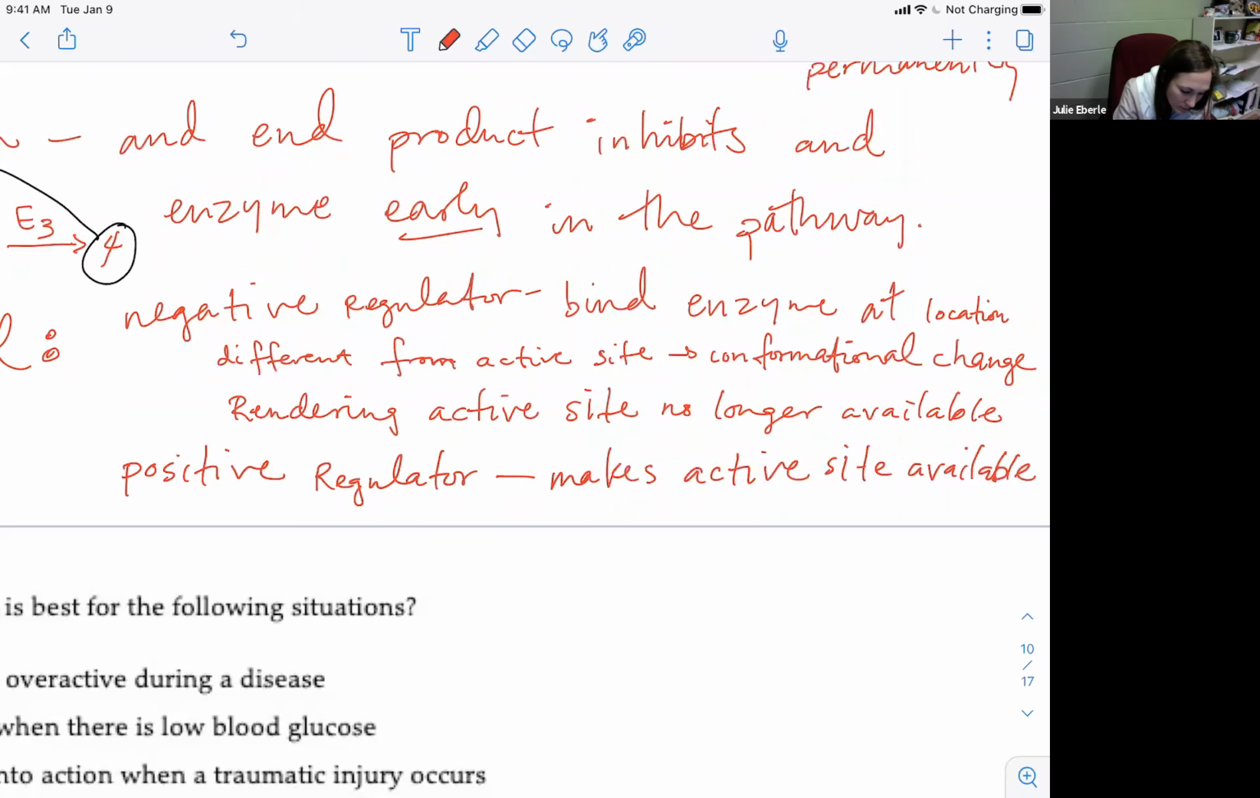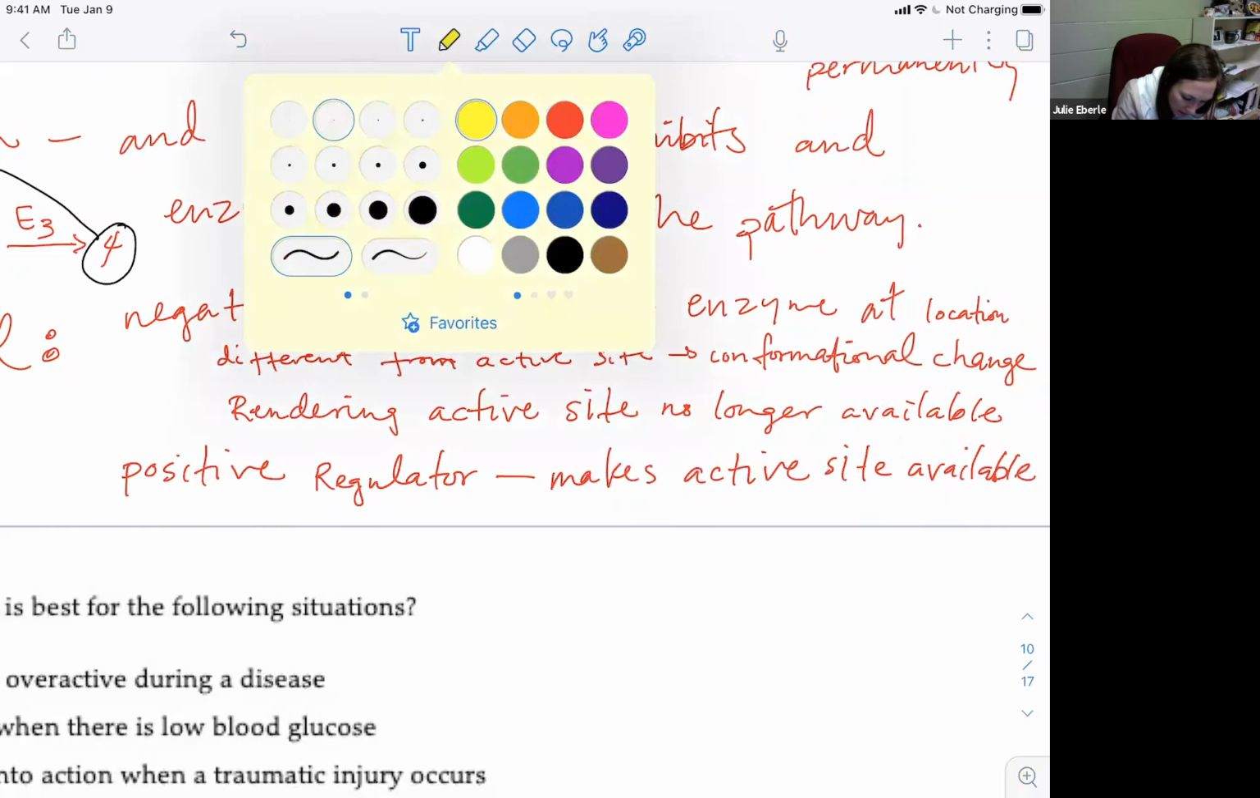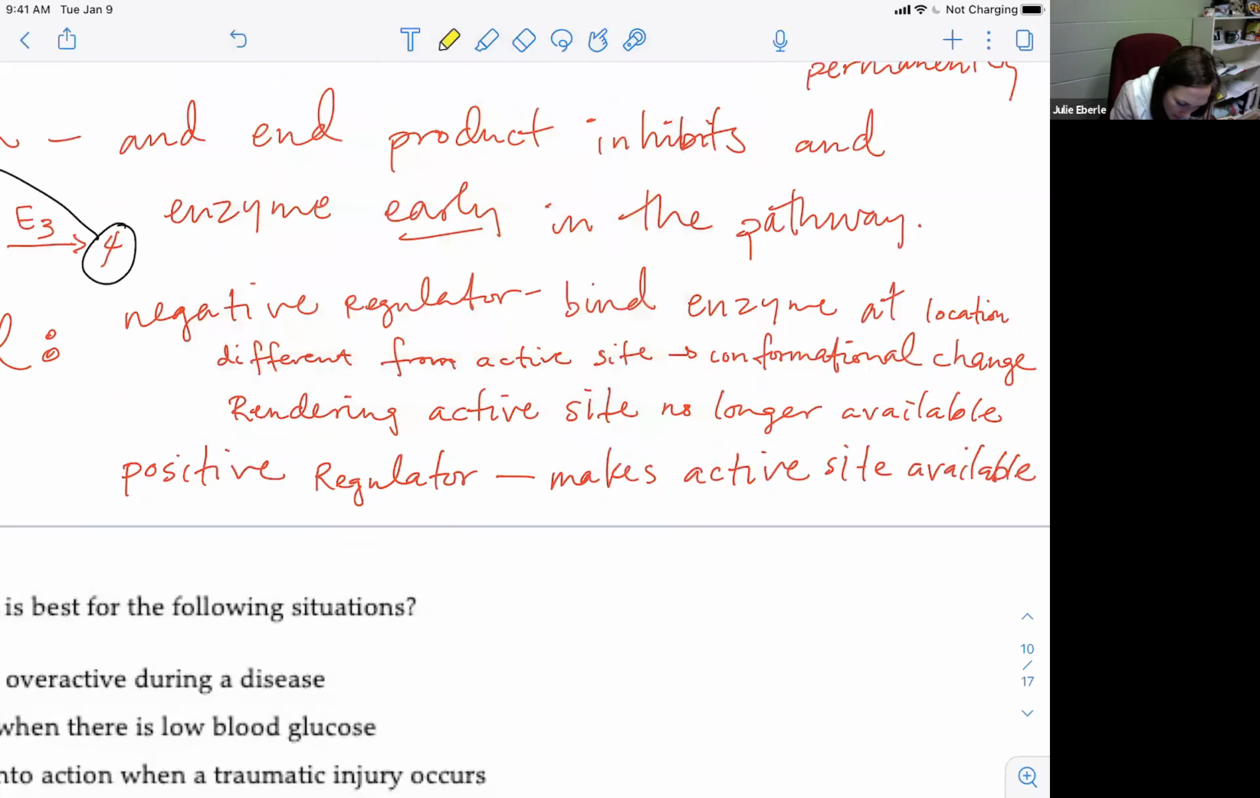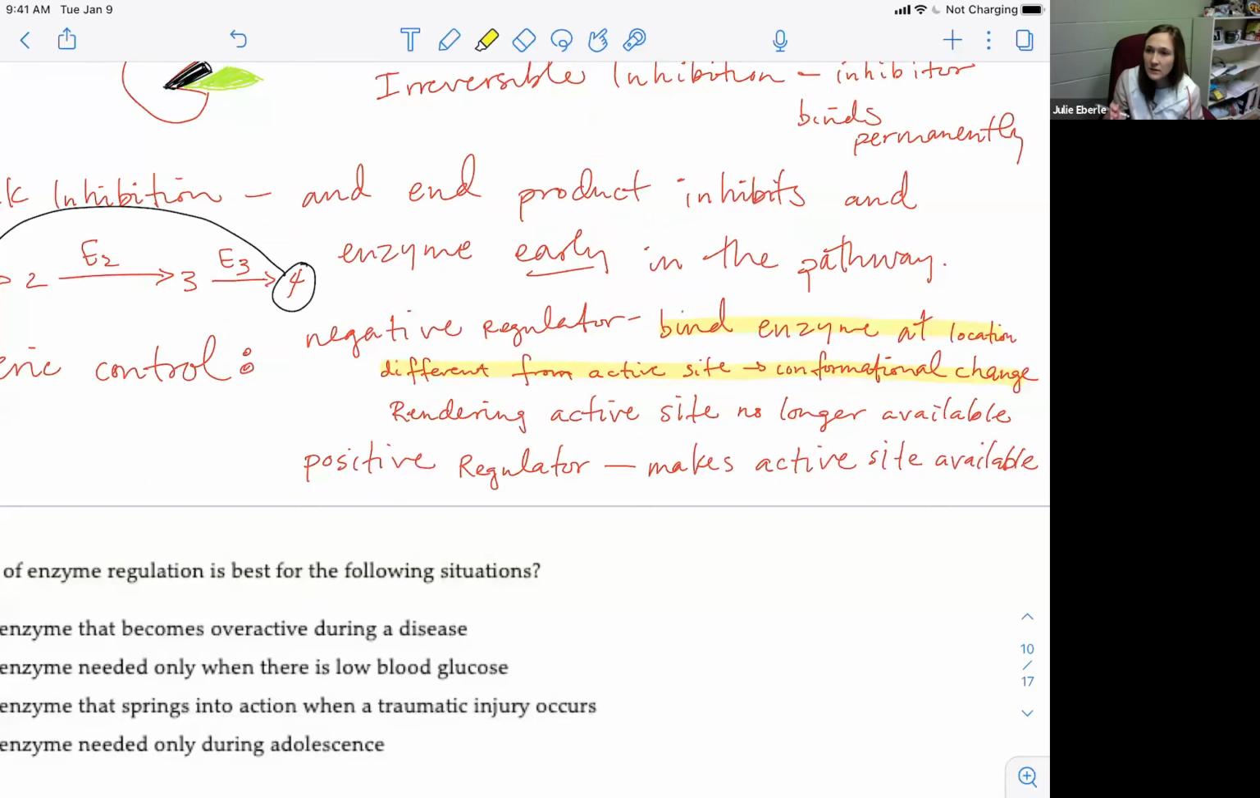So they both do the same thing. The part I'm going to highlight, they both bind the enzyme at a location different from the active site and cause a conformational change, but they just have different effects on the active site. One affects it in a negative way, one affects it in a positive way.